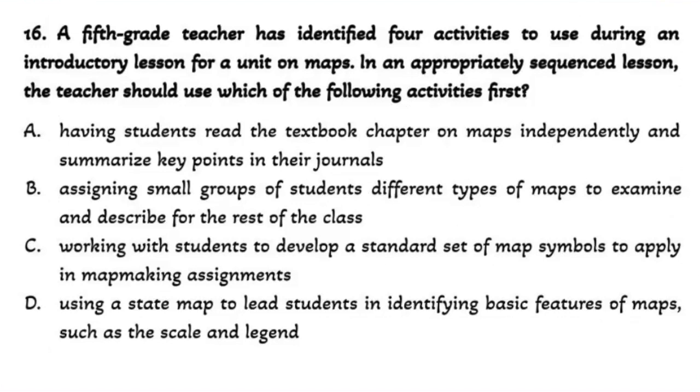16. A fifth grade teacher has identified 4 activities to use during an introductory lesson for a unit on maps. In an appropriately sequenced lesson, the teacher should use which of the following activities first? A. Having students read the textbook chapter on maps independently and summarize key points in their journals. B. Assigning small groups of students different types of maps to examine and describe for the rest of the class. C. Working with students to develop a standard set of map symbols to apply in map-making assignments. D. Using a state map to lead students in identifying basic features of maps, such as the scale and legend.